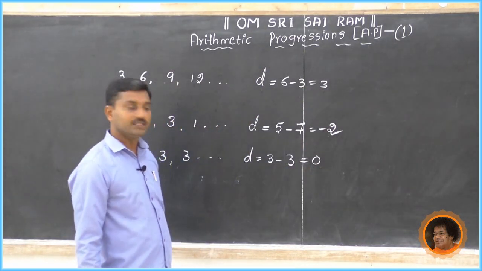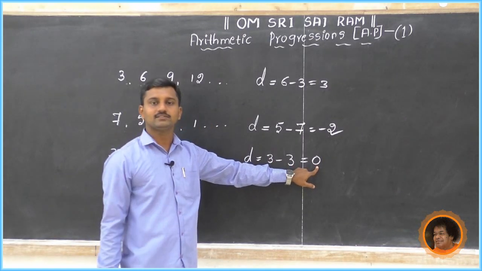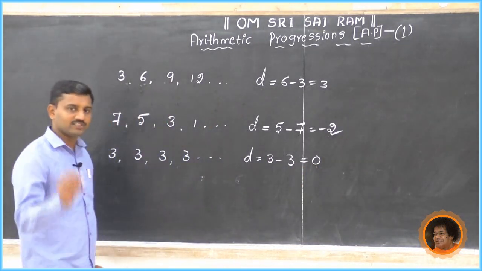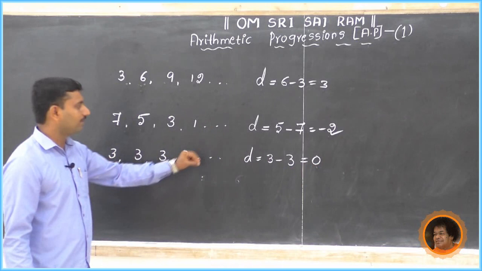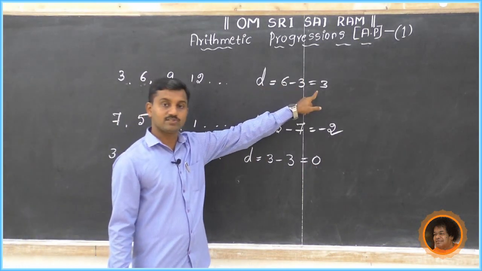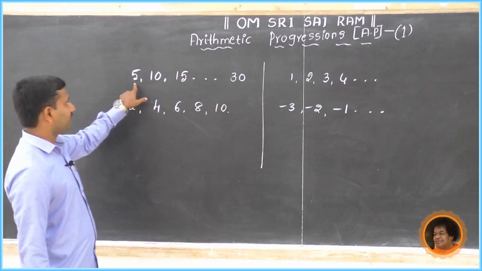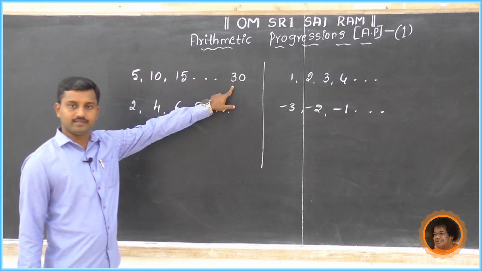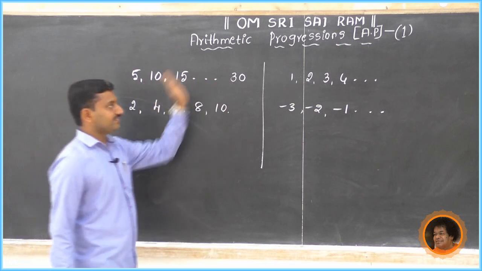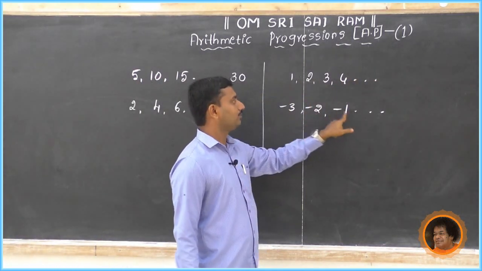Suppose in an AP the common difference is 0, then it is known as a constant arithmetic progression. What is a constant arithmetic progression? One where the common difference is 0. There are three possibilities: the common difference may be a positive number, a negative number, or 0. Now look at the examples: 5, 10, 15 up to 30, and 2, 4, 6, 8, 10. In the second set, 1, 2, 3, 4 and so on, and minus 3, minus 2, minus 1 and so on.